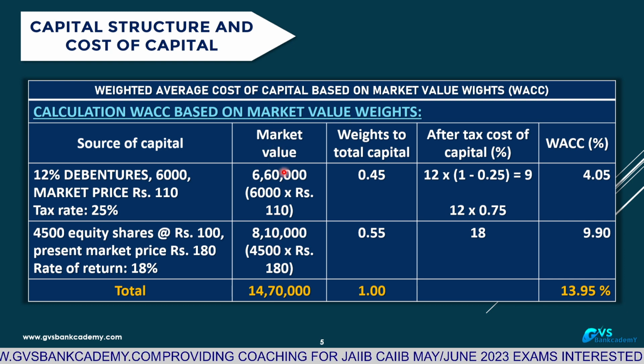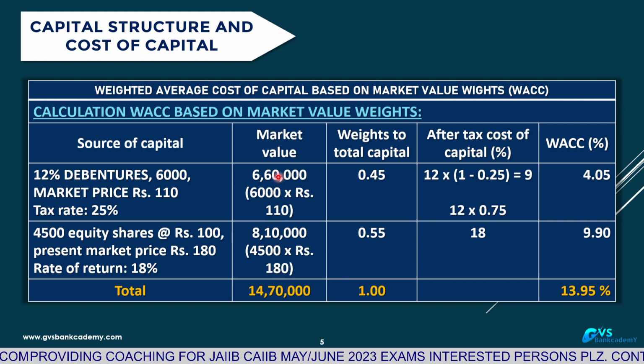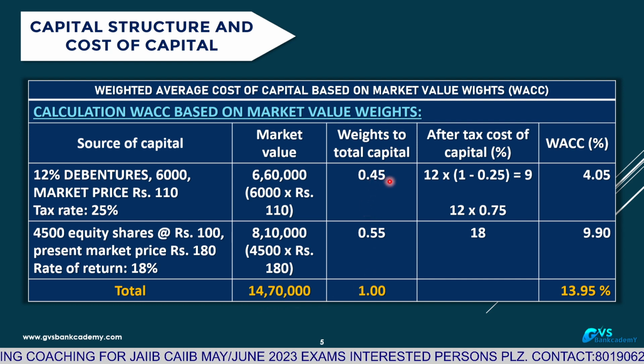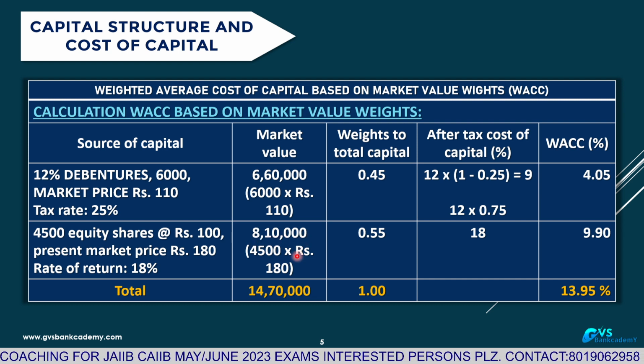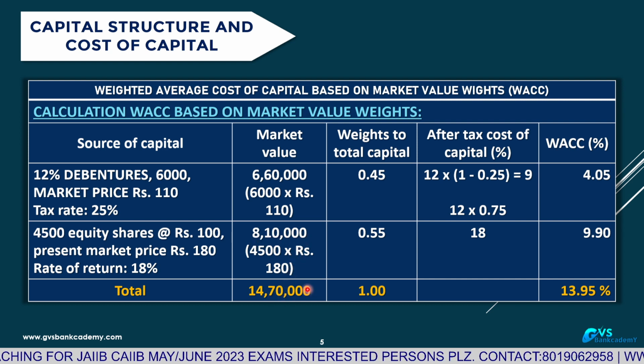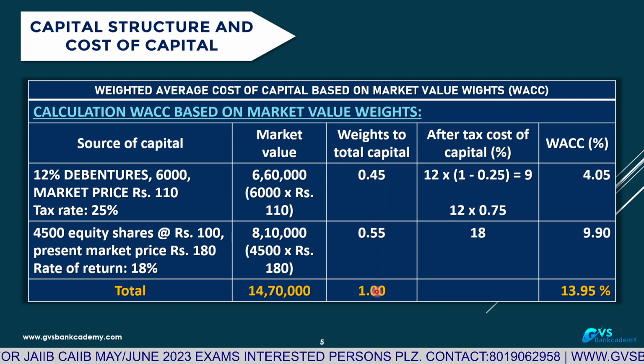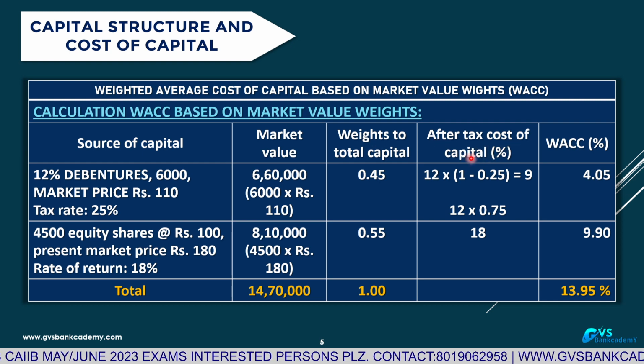What is the total market value of debentures and equity? 6,60,000 plus 8,10,000, that is 14,70,000. Now 6,60,000 divided by 14,70,000, the weight is approximately 0.45. 8,10,000 divided by 14,70,000 is around 0.55 weight. So total weight is 1. Now, after tax cost of capital.